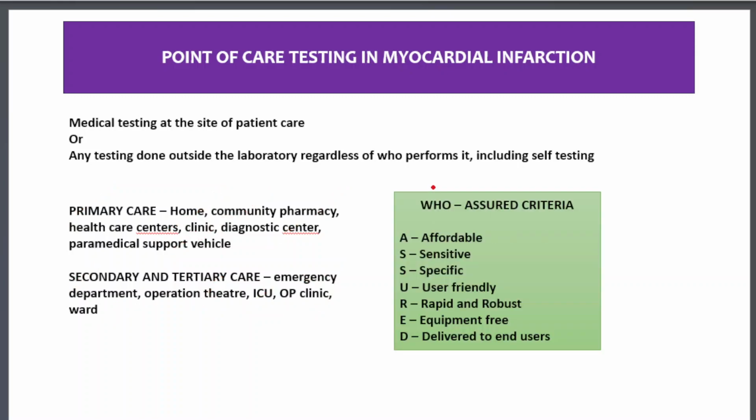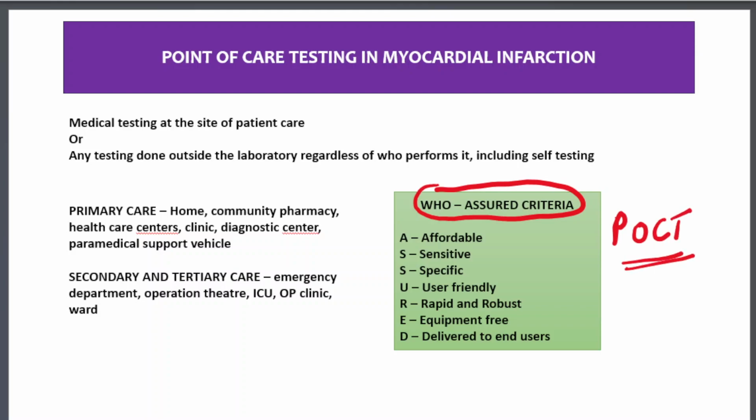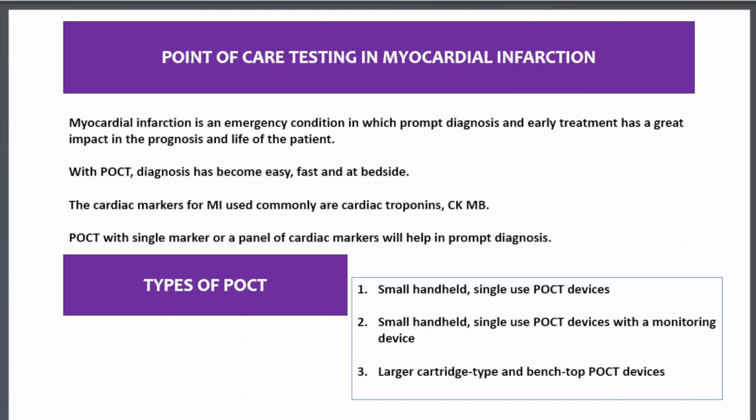Yes. So WHO assured criteria. Any POCT device that we develop for any analyte must follow the WHO assured criteria. Assured criteria in the sense A for affordable, S for sensitive, S for specific, U for user friendly, R for rapid and robust, E for equipment free, and D for deliver to end users. All right, so this is the assured criteria developed by WHO, and this has to be kept in mind while devising a POCT device.